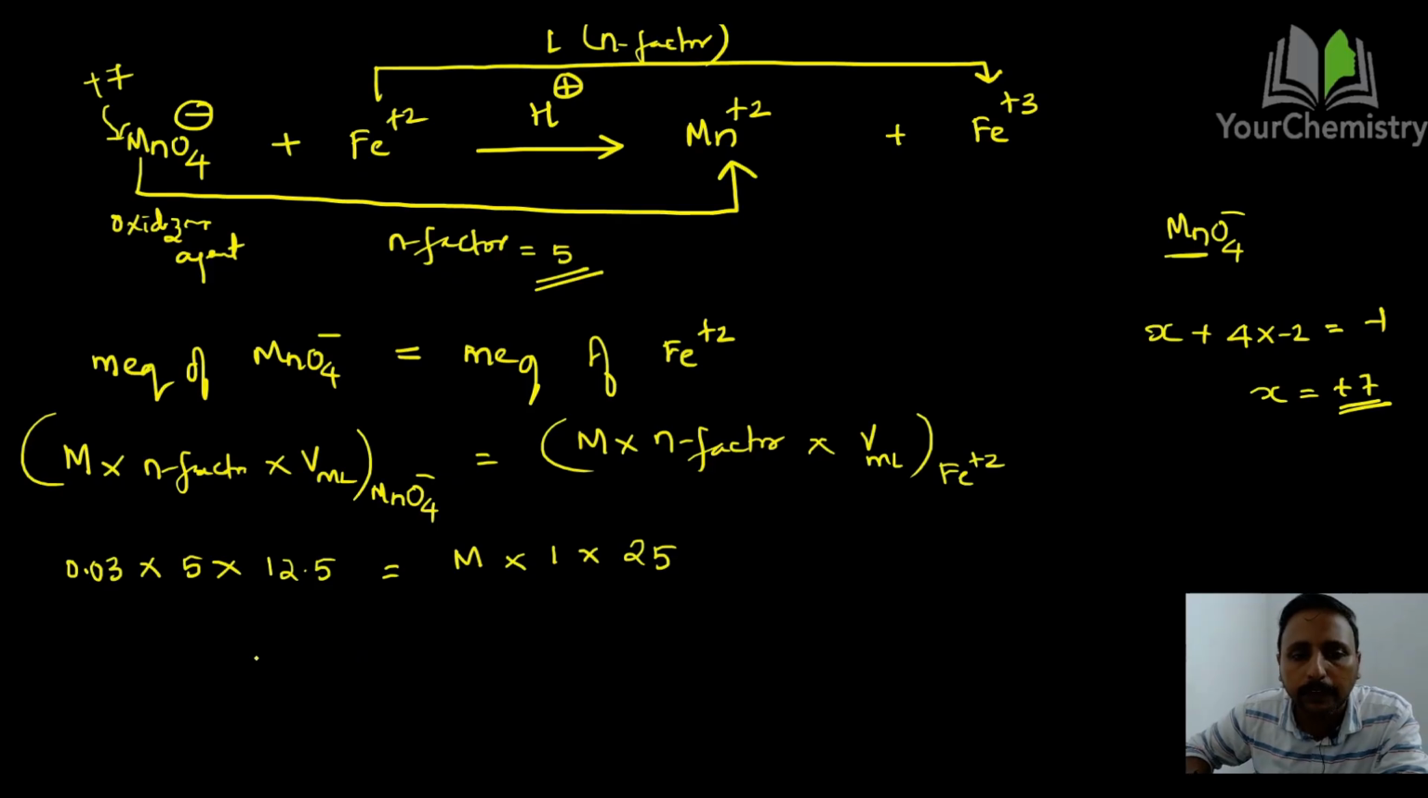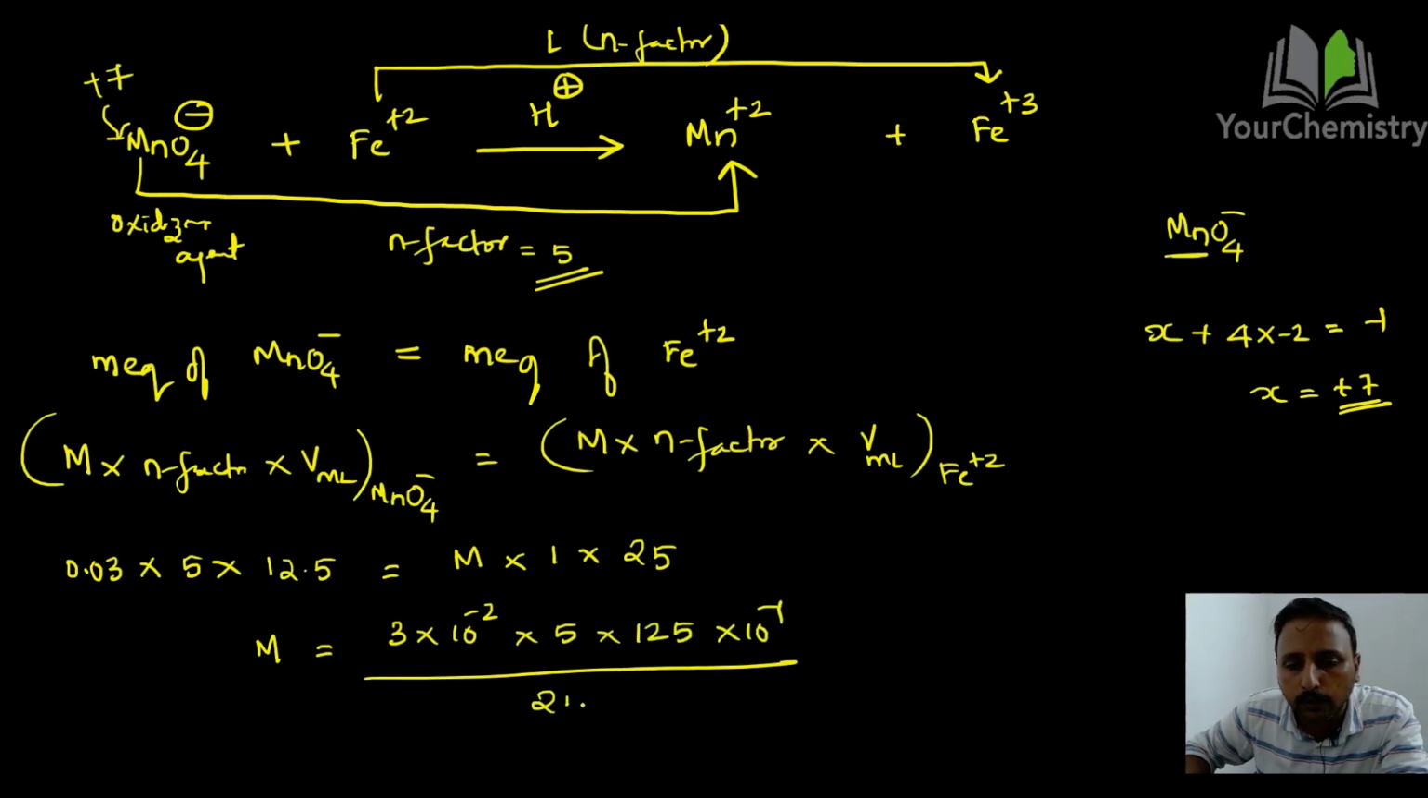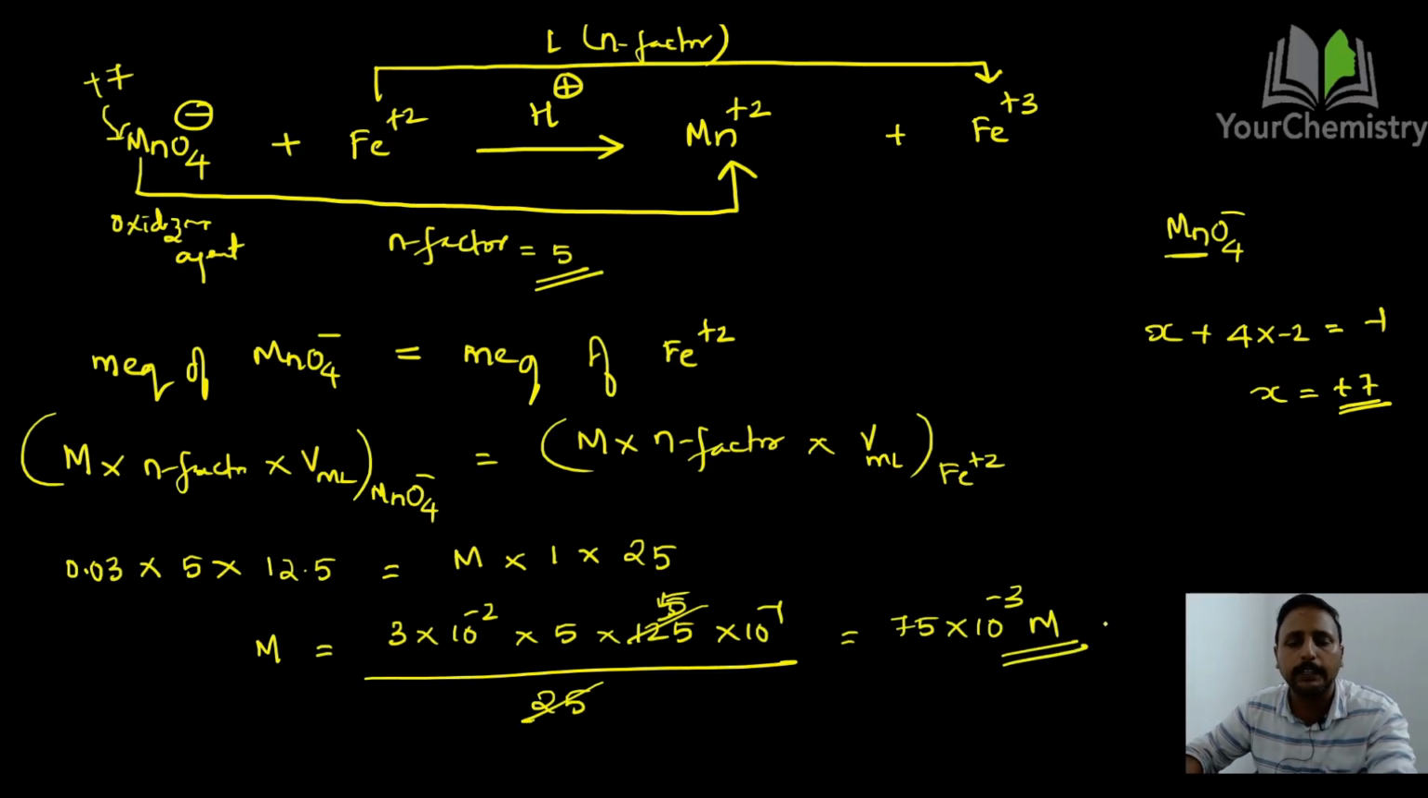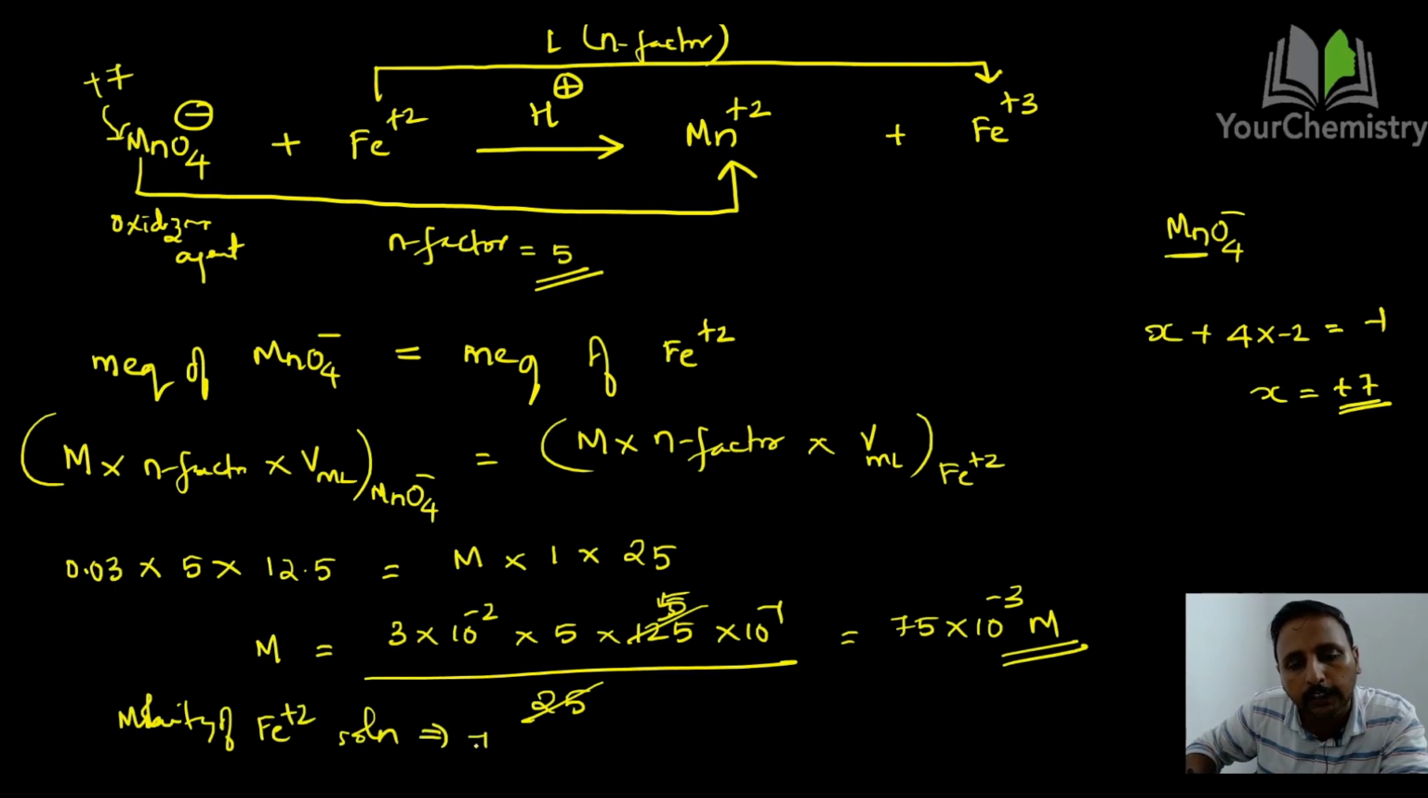If I solve this for the molarity, you can simply solve 3 into 10 raised to -2, times 5, times 12.5, divided by 25. So this will be 5 times, 5 into 5 is 25, into 3 is 75. This will be 75 into 10 raised to -3 molar. That means the concentration or molarity of the Fe +2 solution is 75 into 10 raised to -3 molar.